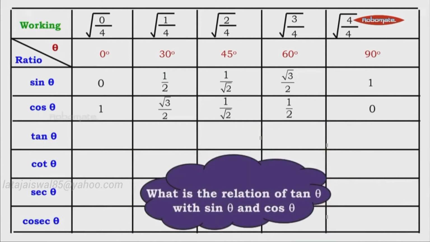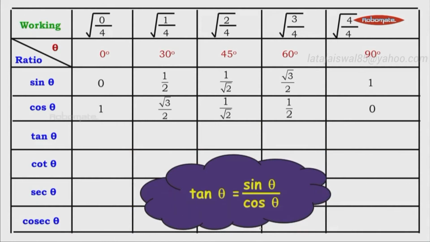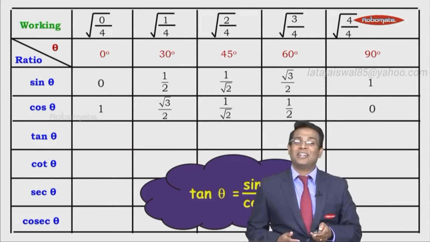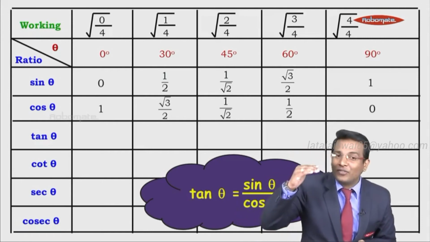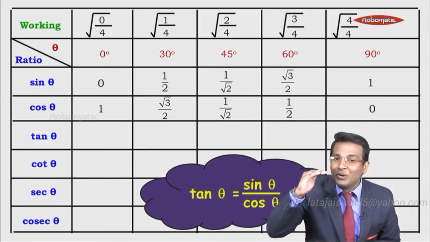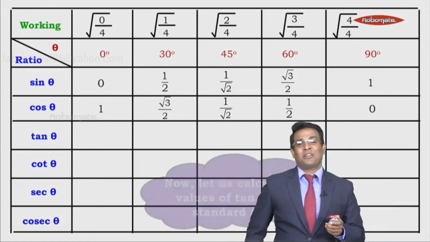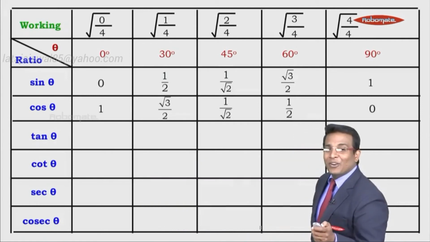So for the value of tan, is there a relation which you have learned between sin, cos and tan? Yes, there is a relation, that is tan theta is equal to sin theta upon cos theta. We have the value of sin theta and cos theta, so that means we just need to divide it and we are going to get the value of tan, right? So let's see what we are going to do here.